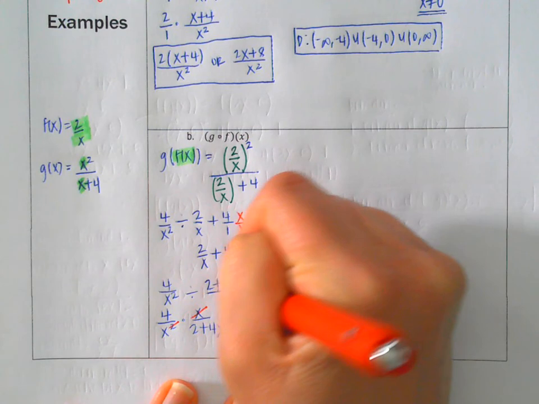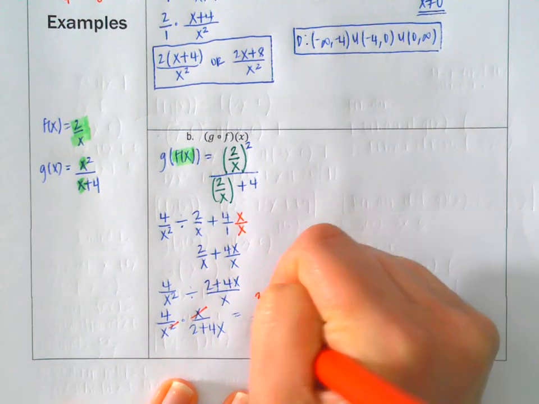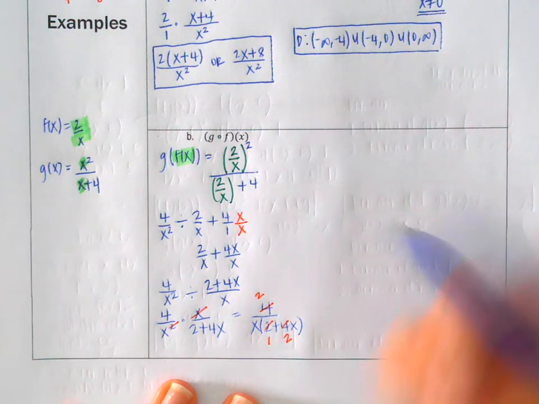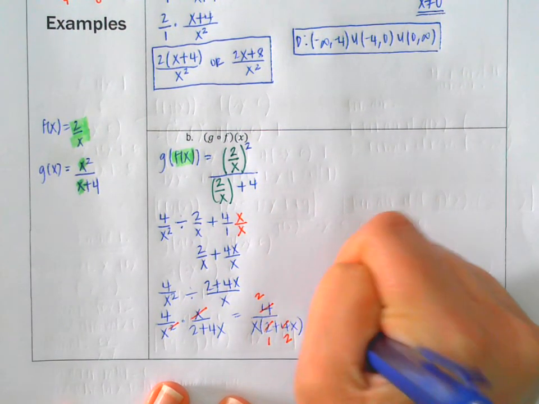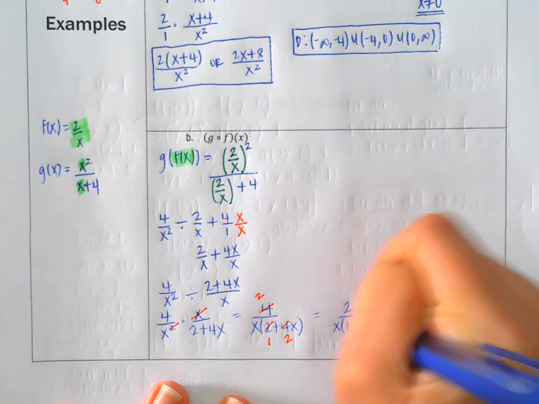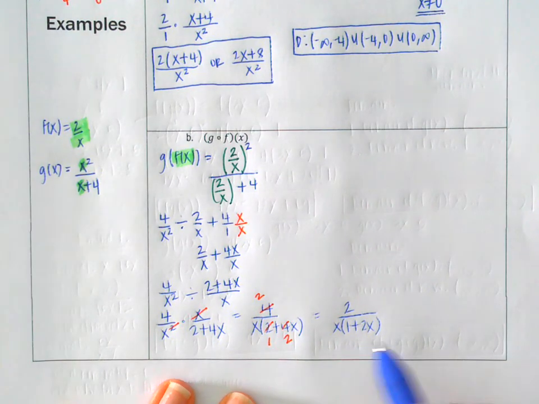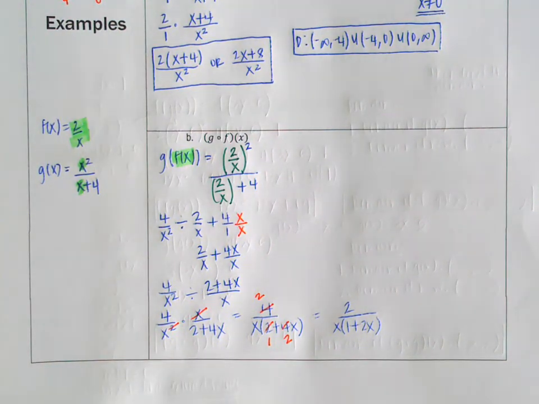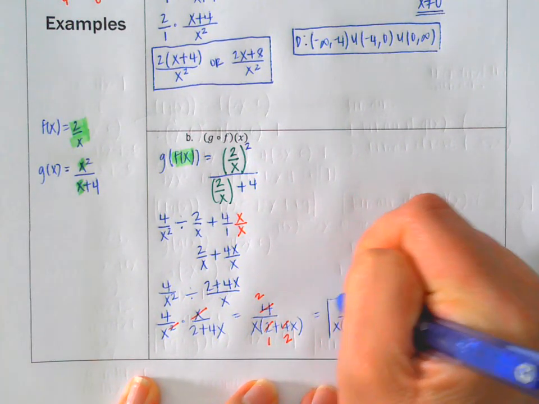4 divided by 2 is 2. 2 divided by 2 is 1. 4 divided by 2 is 2. So my final answer here would be 2 over x times 1 plus 2x. Again, just like up above, if you wanted to distribute that x and get x plus 2x squared, that's fine too. So that would be my final answer.